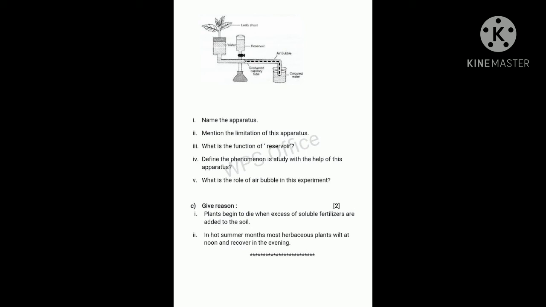Next, give reason. First one, plants begin to die when excess soluble fertilizers are added to the soil. Here the answer: the fertilizers act as a hypertonic solution, so exosmosis takes place in the plant body. The cells shrink and the plant begins to die. Here these technical terms are important: hypertonic, exosmosis, shrinks.